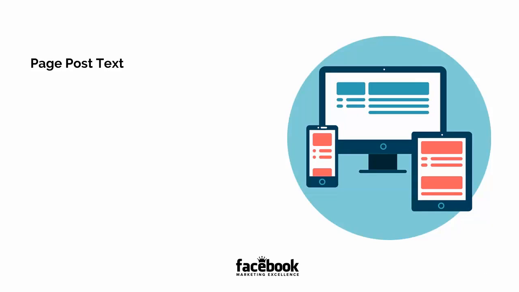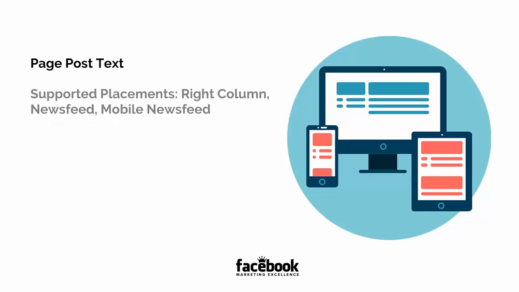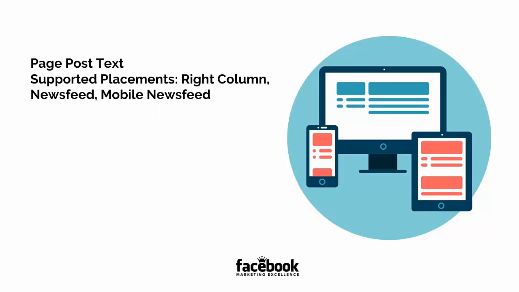Then you've got page post text, and supported placements are right column, newsfeed, and mobile newsfeed. This of course allows you to showcase some text, but it's a little bit of an anomaly when it comes to Facebook advertising. The problem with this one is that there isn't really much reason to use it. Images are much better at grabbing attention.